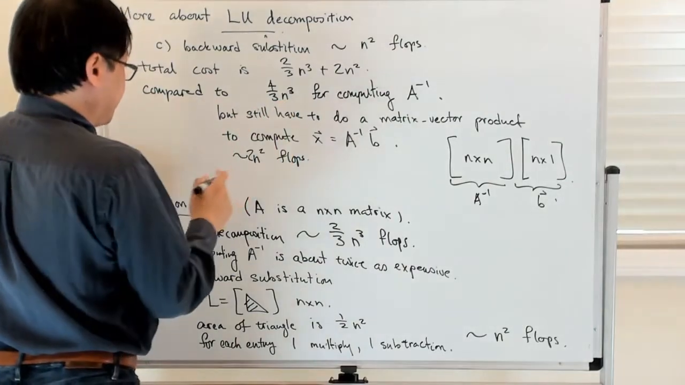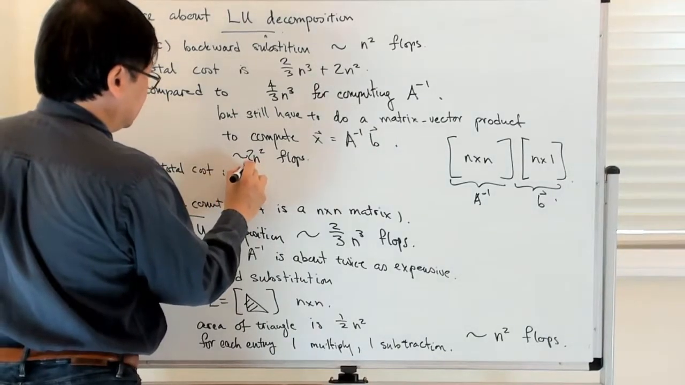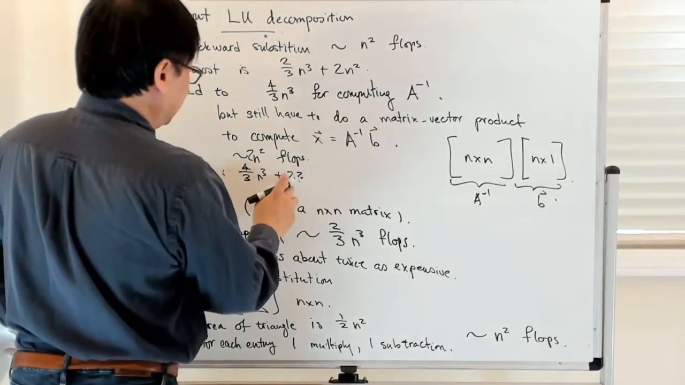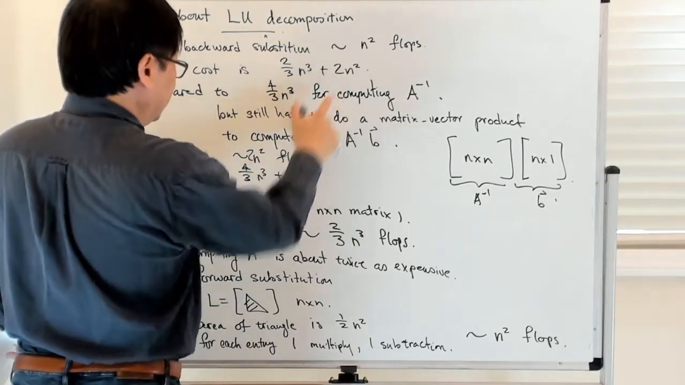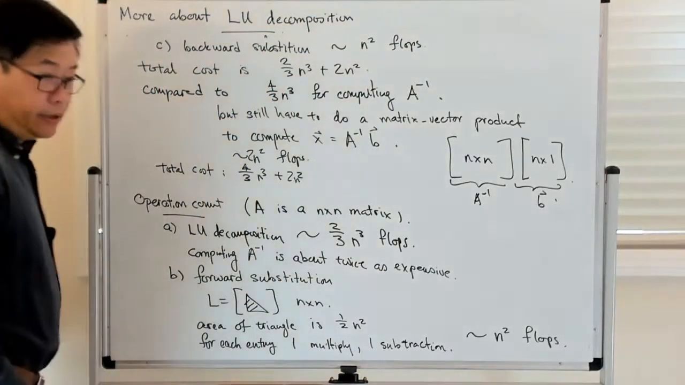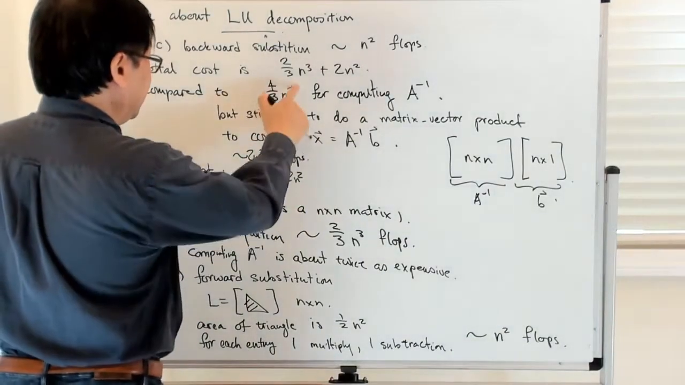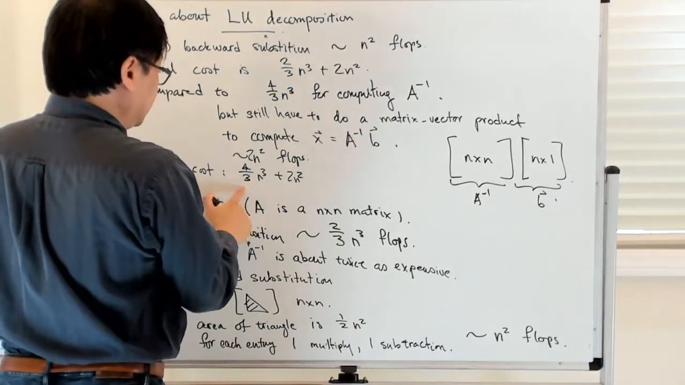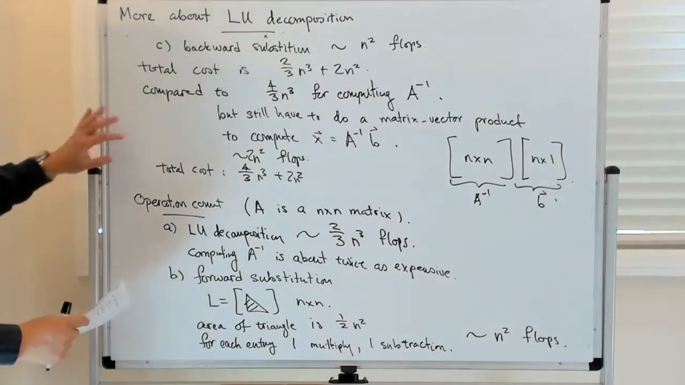So the total cost here is about 4/3 n cubed plus 2n squared as well. So the actual per-solve cost, once you've computed either A inverse or the LU decomposition, is roughly the same, 2n squared versus 2n squared. But you save in terms of how much it costs to compute the LU decomposition versus A inverse. Okay. All right. So let me just stop here for now.